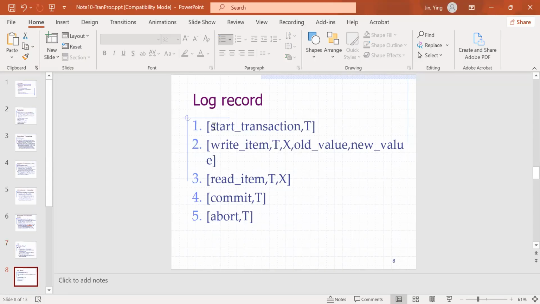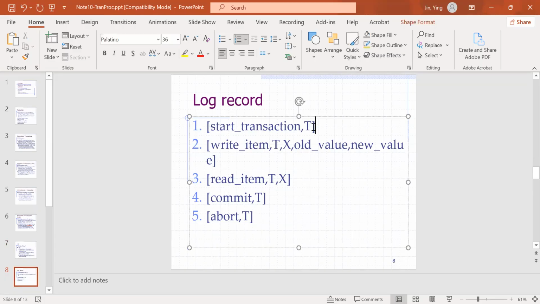So you can see we have start transaction. We need to keep track of which transaction we started, and this part is the transaction ID. For example, it can be transaction T1, it can be transaction T3, and each transaction has a unique ID here. And the next operation is the write operation. If we have read and write operations, we need to record that. So if this is transaction T1, the transaction ID will be T1 each time.